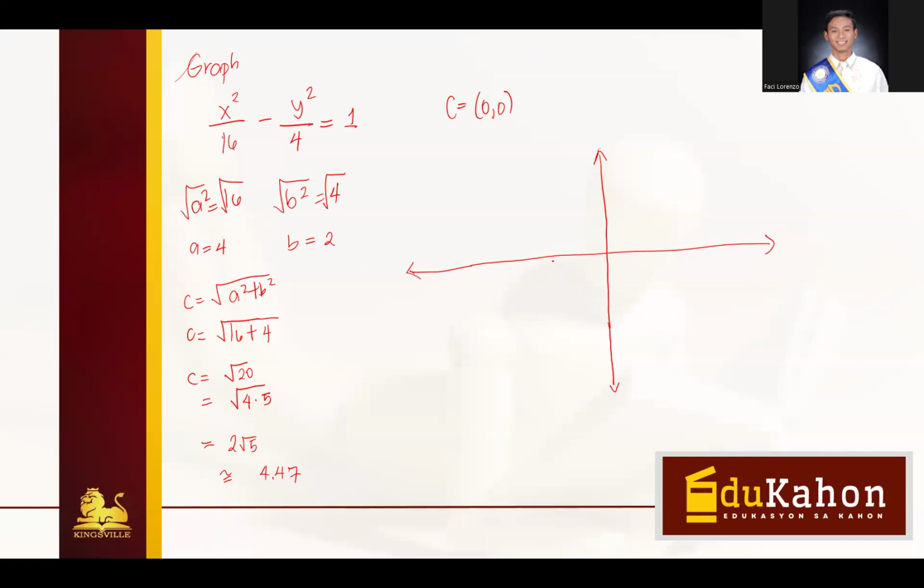Okay, since this is horizontally oriented, we have here the value of your a. So the value of a here, if we try to count from the origin, is 4 units away from the origin. So 4 units to the right and 4 units to the left. So this is 1, 2, 3, and 4. So this is your major vertex. We also have here negative 1, negative 2, negative 3, and negative 4. And we also have here the value for your b, which is 2. So 2 units upward and 2 units downward.